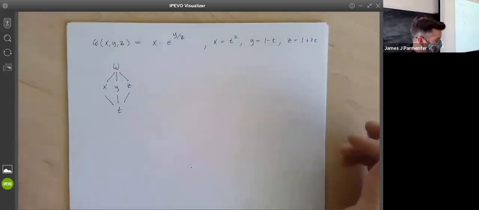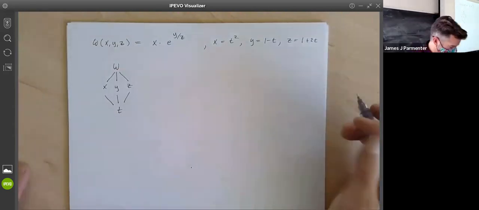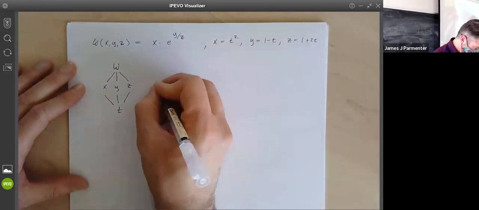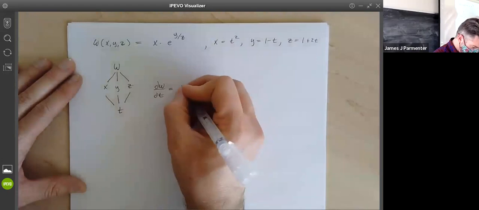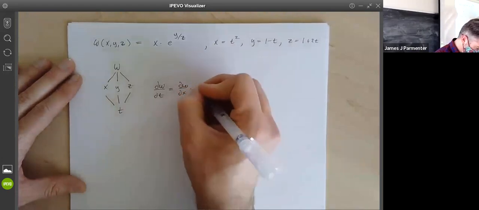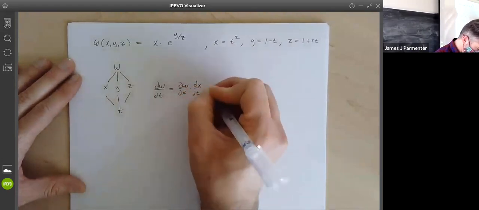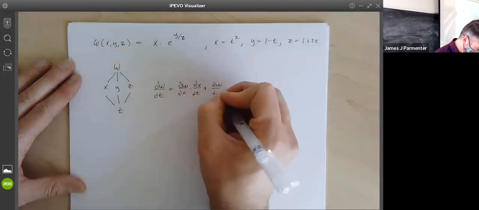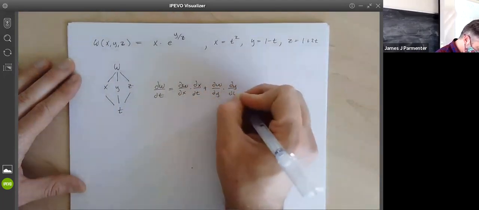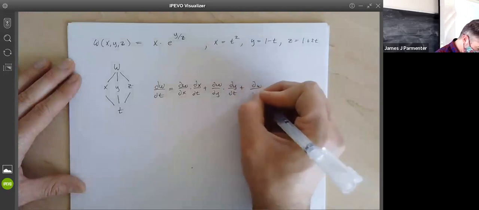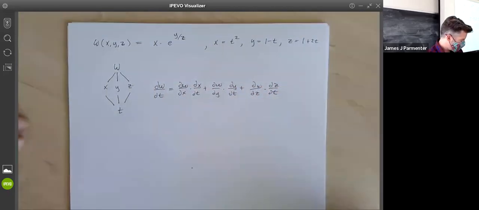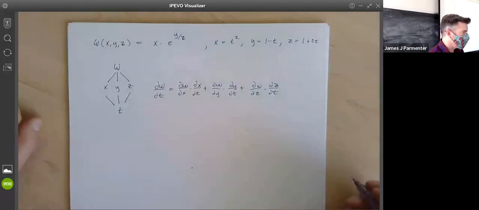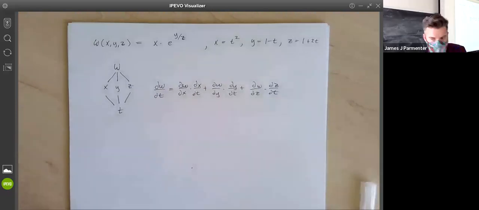Great, that's not too bad. There are going to be 3 parts to finding the derivative though. So I want to find dw dt. It's going to be del w del x times dx dt plus del w del y times dy dt plus del w del z times dz dt. I think you all should do this. I'll give you 2 minutes.